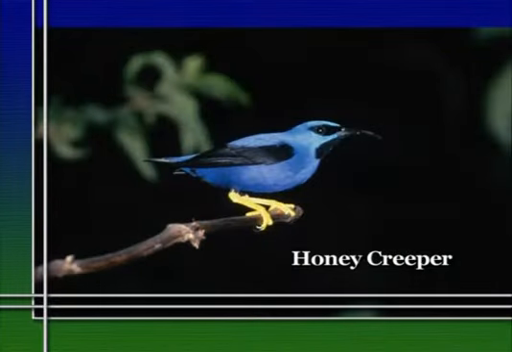The first example concerns territorial behavior as well. In this case, we're going to consider the territorial behavior of a species of Hawaiian bird called a honeycreeper. Actually, the Hawaiian name for this bird is the iiwi, but we're just going to call it the honeycreeper because my Hawaiian is a little rusty.